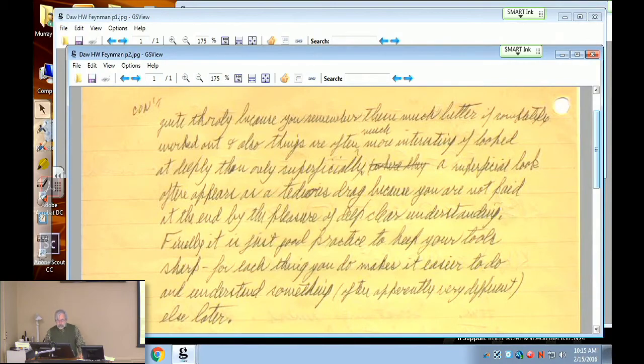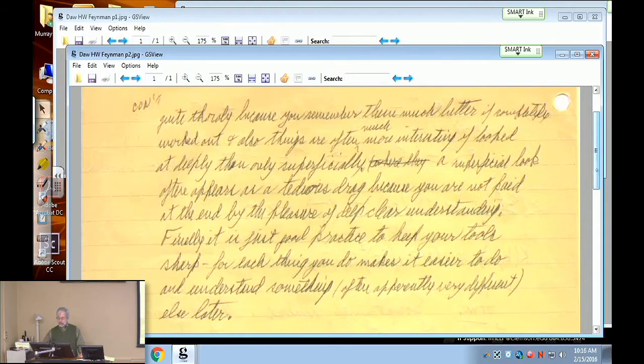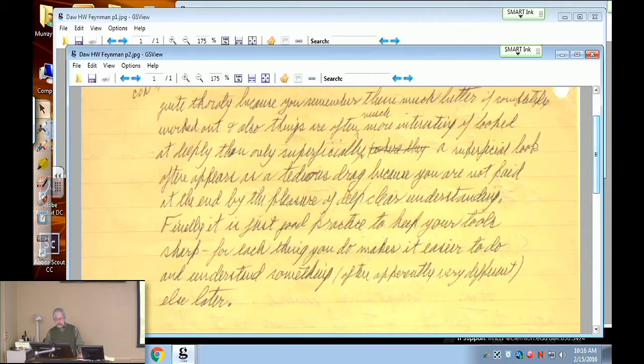than only superficially. A superficial look often appears as a tedious drag, because you're not paid at the end by the pleasure of a deep, clear understanding. Finally, it is just good practice to keep your tools sharp, for each thing you do makes it easier to do and understand something else later. And he says parenthetically, something else meaning often apparently very different.